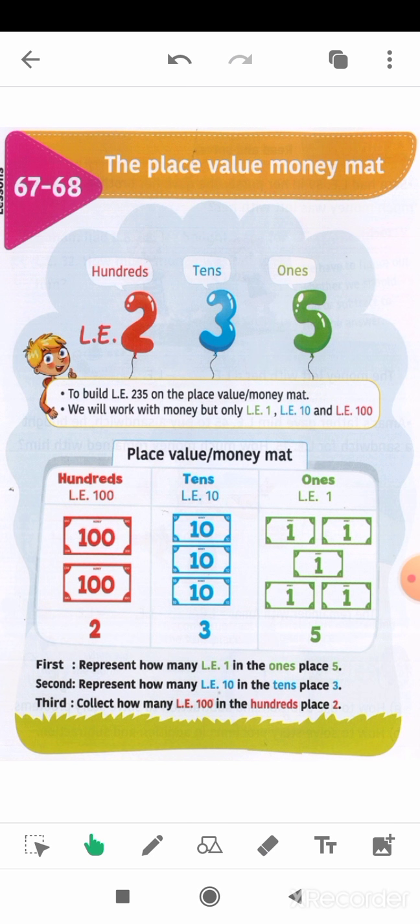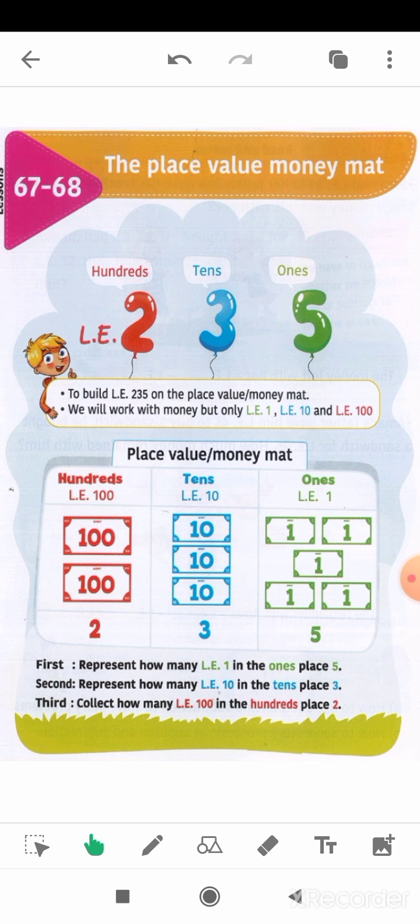Okay, so first term we already talked about ones and tens and hundreds. The first place value is ones, the second is tens, and the third is hundreds. In money also we take it as ones, which is 1 pound or pounds. Tens is 10 pounds. Hundreds is 100 pounds.